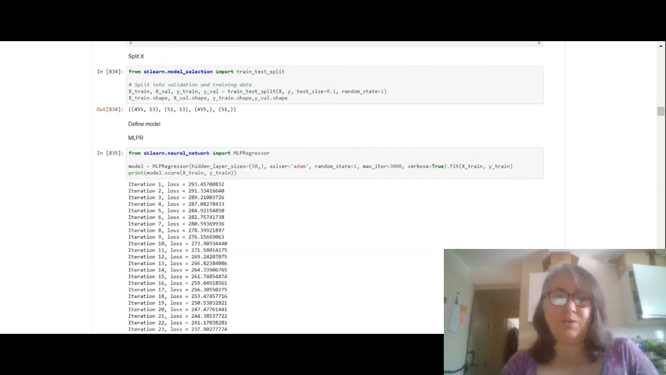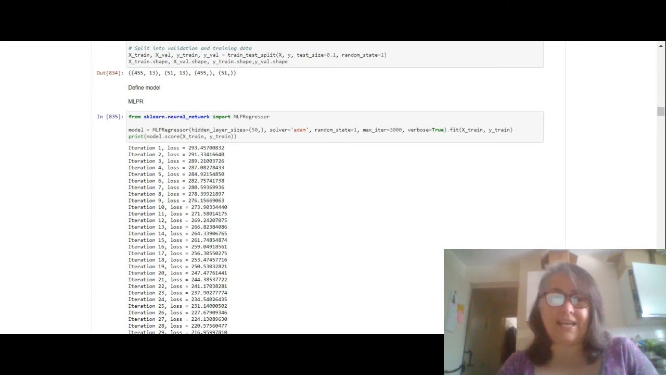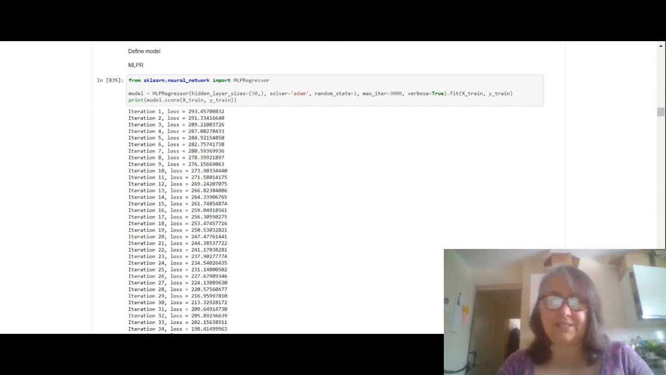And now what we're going to do is split the X into a training and test data set. My test size is 10%. And then after we have split X, we're going to define our model. I decided to use MLP regressor. MLP means multi-layer perceptron, and that is sklearn's own neural network. At some point, I'm going to have to be making my own neural networks and my own functions. That's what we're going to do at some point.